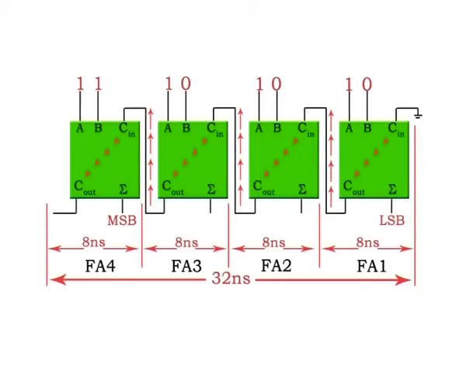If two numbers are added such that no carries occur between stages, the addition time is simply the propagation time through a single full adder from the application of the data bits on the inputs to the occurrence of a sum output.